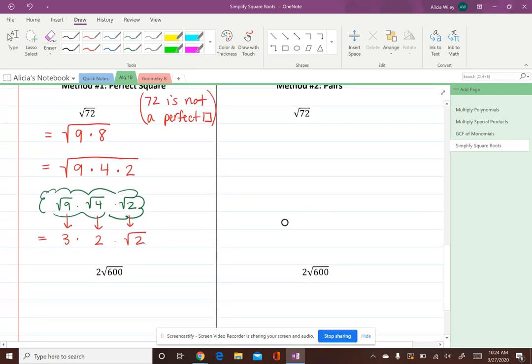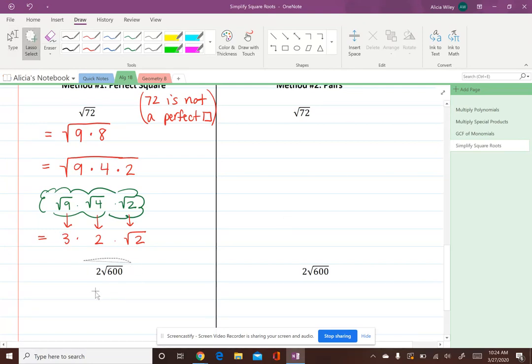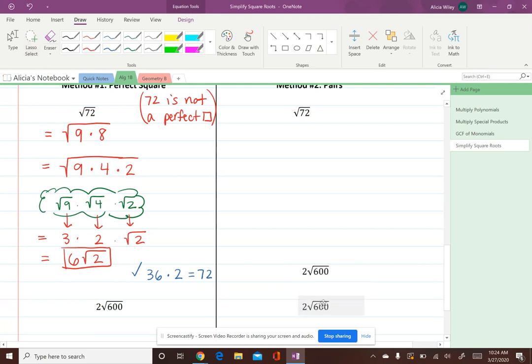3 times 2 is going to be 6. I'm just going to move this down a little bit. Okay, 3 times 2 is 6, and then the square root of 2, we can't do anything with that, so we just leave it as square root of 2. If you wanted to check your answer, you could quickly check it by taking this number on the outside and squaring it, that would be 36, and multiplying it to the number that was left inside, and it should give you what you started with. So I know it's right. You don't have to check it, but it's always a good idea to know how to check it if you wanted to. Okay, let's look at our other option over here.